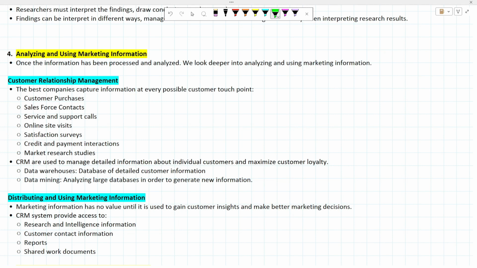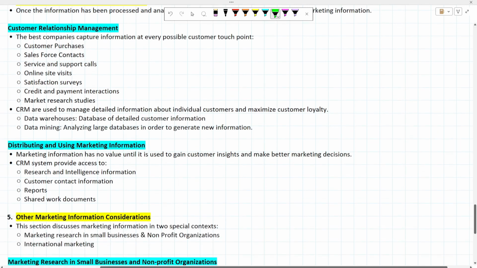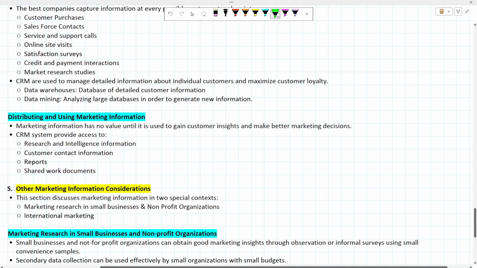Data warehouses, it's a database of detailed customer information. Data mining is analyzing large databases in order to generate new information. Distributing and using marketing information. Marketing information has no value until it is used to gain customer insight. So let me highlight that in green. Marketing information has no value until it is used to gain customer insights. So CRM systems provide access to research and intelligence information, customer contact information, reports, and shared work documents.